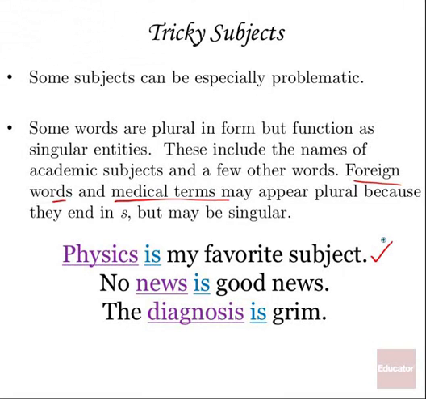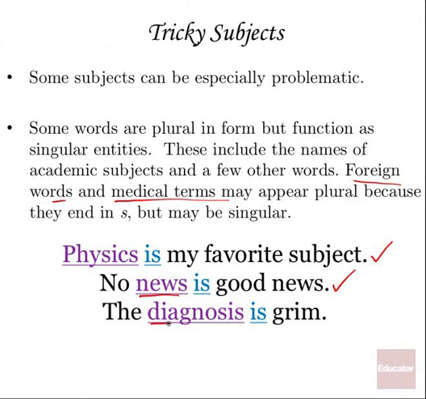We haven't used physic as a singular noun since about the 16th or 17th century. No news is good news. Well, you wouldn't say no new is good new. It's always plural, so we treat it as singular. It's actually a non-count noun. You can't break it down into individual parts. You just say lots of news.